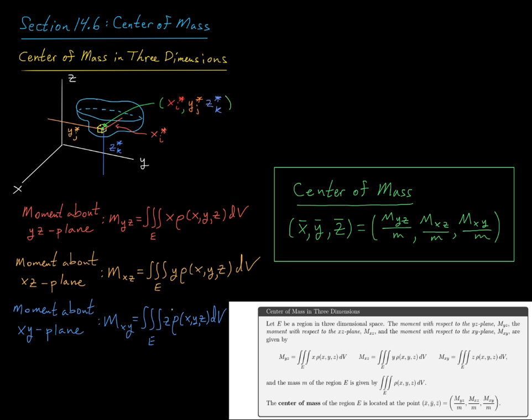And then the moment about the xy plane is going to be the integral of z times the density there, okay? And then for the center of mass, we're just going to take these respective moments and divide them by the total mass of the system, and that will give you the coordinates of your center of mass. And in the next couple examples, we will illustrate all of this with some computations.